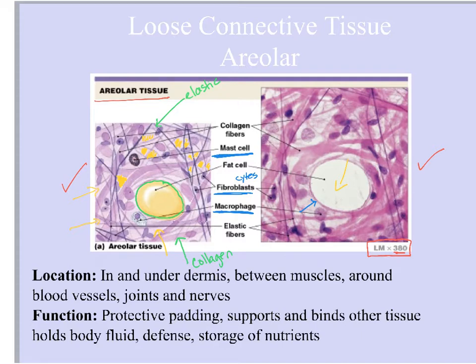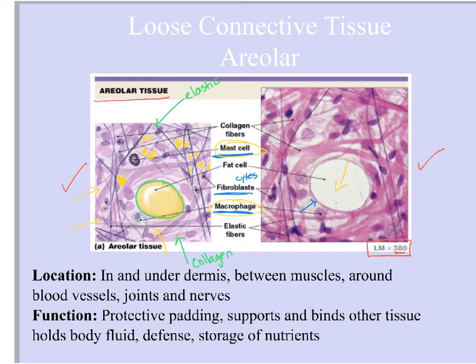And also, since we've got macrophages and mast cells, there would be lymphocytes in here too. I'm not sure why they're not showing them, but these cells would provide an immune response, or would help to initiate an immune response if some sort of pathogen were to enter the tissue. Okay, so that's structure, function, and location of areolar connective tissue.